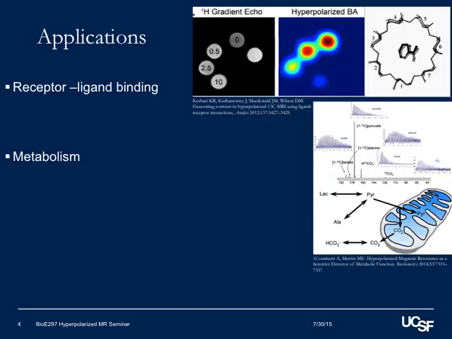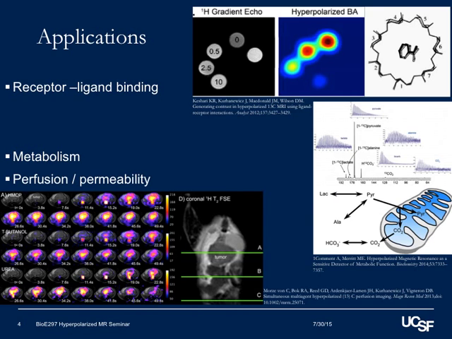And the most obvious utility is in metabolism. Pyruvate is the single most commonly used probe. It's like the FDG of PET. And of course, perfusion and permeability.